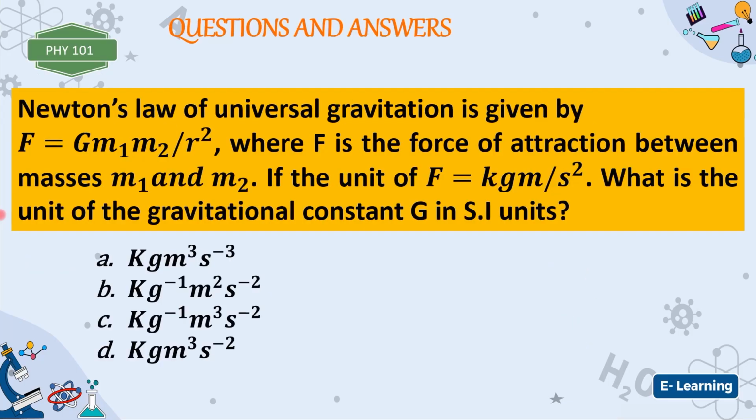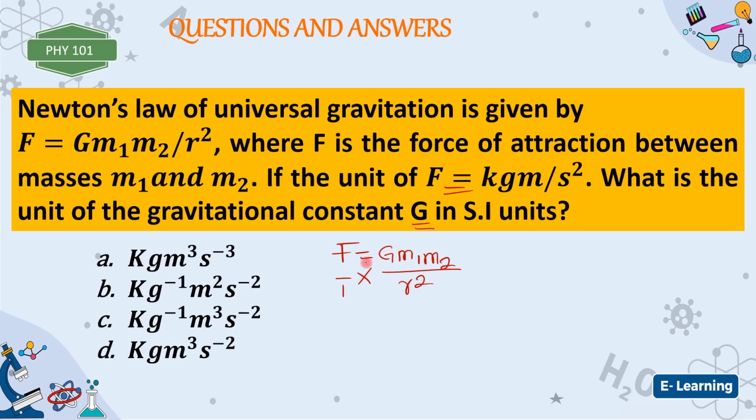Let us see the next one. Newton's law of universal gravitation is given by F equals G m1 m2 all over r squared, where F is the force of attraction between masses m1 and m2. If the unit of F is given, what is the unit of the gravitational constant G? The formula for gravitational force is F equals G m1 m2 all over r squared. Now, if you cross multiply, make G the subject of the formula.